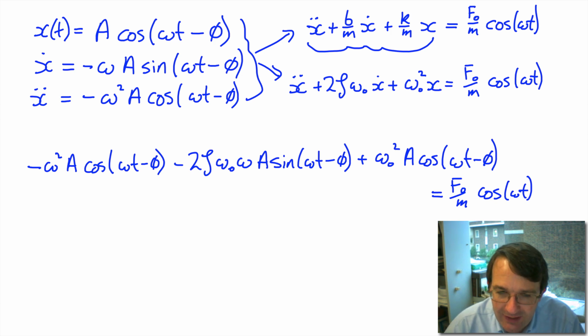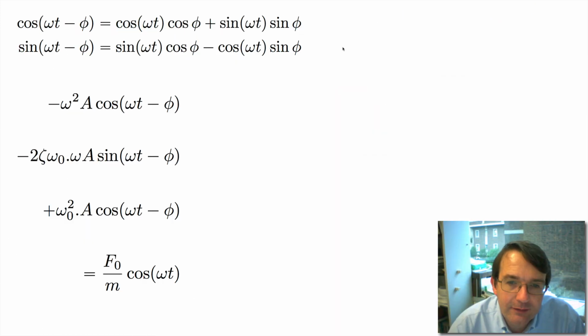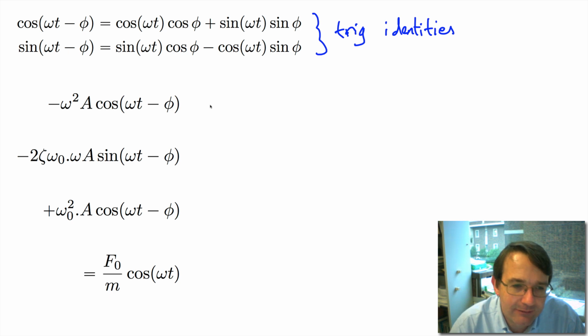What we need to do next is rewrite this side of the equation in terms of just omega t. So we need to look at our trig identities to split these cosine and sine terms up. Okay, so here are our two trig identities, and these are going to allow us to split up the terms that we have. So here is our differential equation.